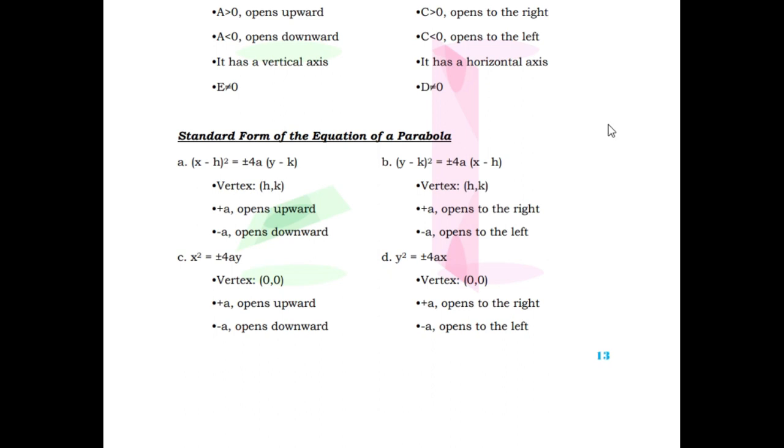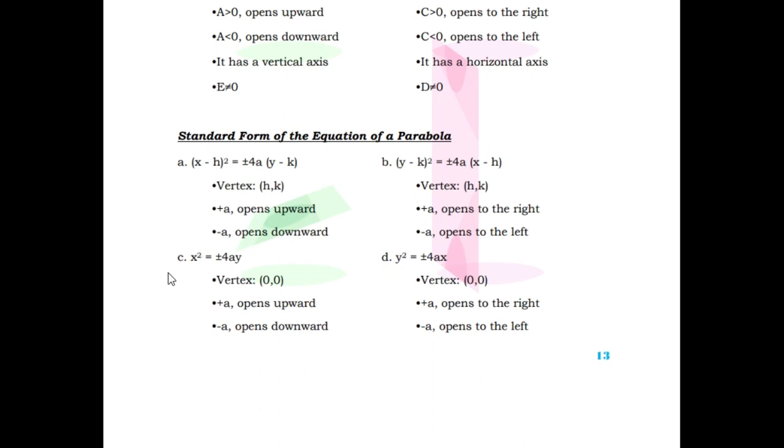The next standard form of equation of our parabola is the quantity of y minus k squared equals plus or minus 4a multiplied by the quantity of x minus h. The vertex of this parabola is at point h, k, and if a is a positive number, the parabola opens to the right. While if a is a negative number, the parabola opens to the left.